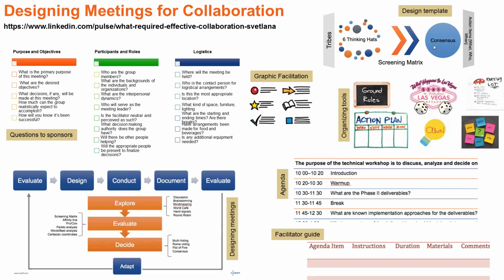Then for decision making, we use consensus in this case, and as a document we have an action item list, where information about what should be done, by whom, and when is provided. Also during the third webinar, we talked about organizing tools that help you to prepare your meeting, the agenda and the facilitator guide. It can also be used to provide more transparency and more purpose for the meeting.